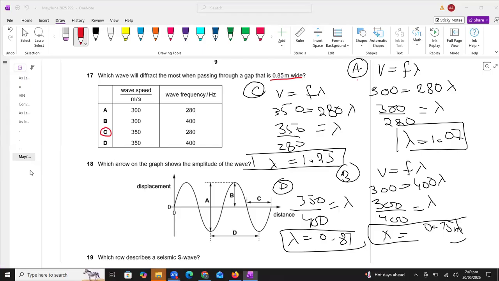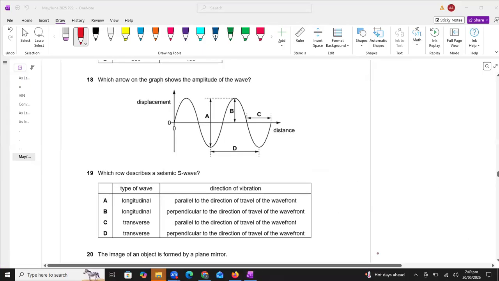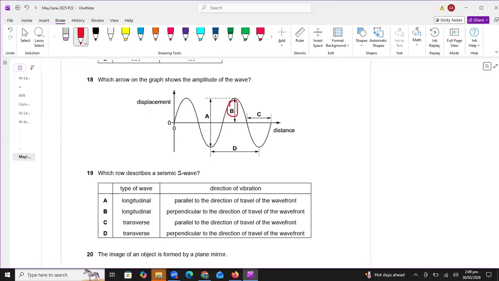Now I'm moving towards the next question, question number 18. Which arrow on the graph shows the amplitude of the wave? Amplitude means the height of a wave, and we take the height from the horizontal x-axis. So now you can see in option B, this is the height of the wave, taken from the x-axis. So B is the correct answer.